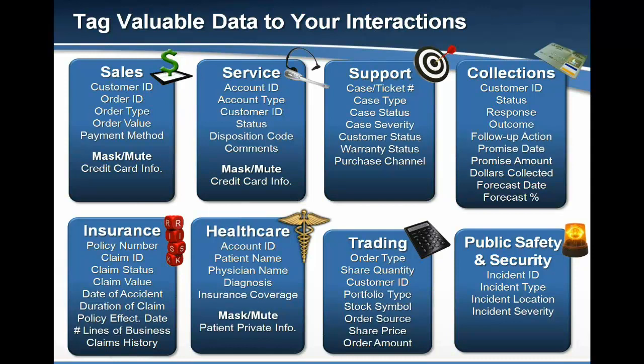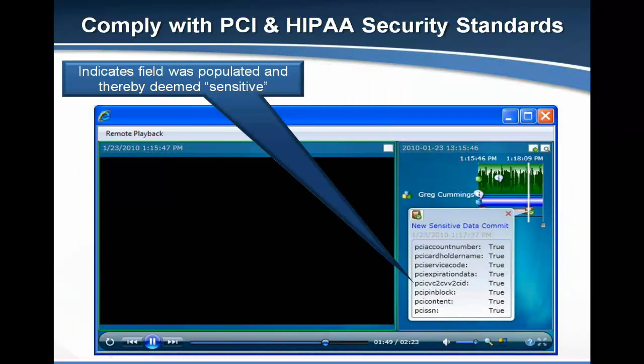And you'll notice under sales, service, and healthcare here we have mask and mute. If any of you take credit card information or sensitive patient information, the PCI regulations, if you will, for credit card, and the HIPAA regulations for patient private information, or holding that information private, desktop analytics is probably the best tool out there today to mask and mute out those portions of the interaction.